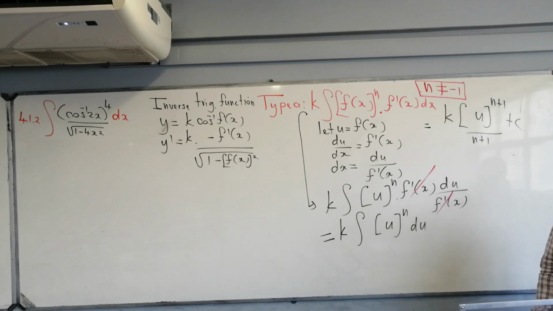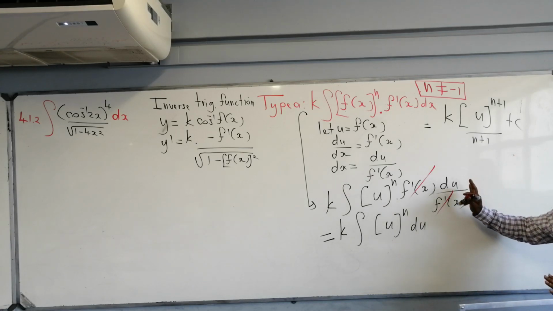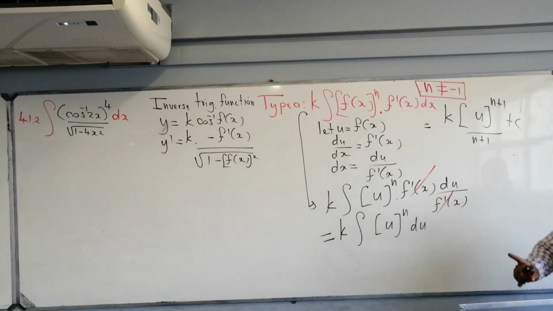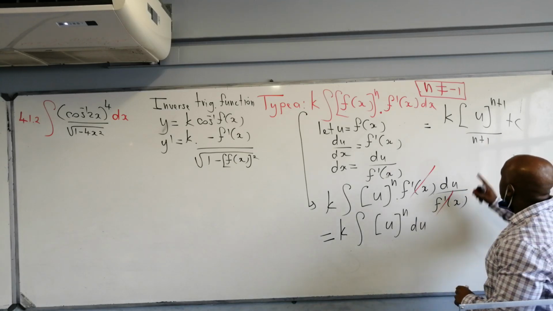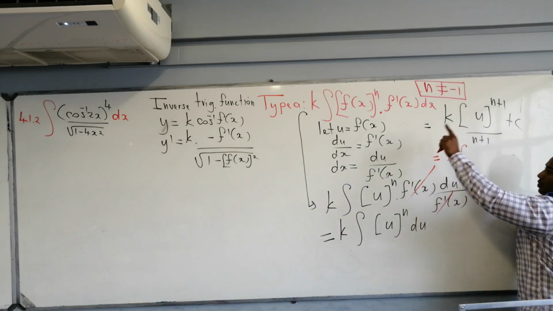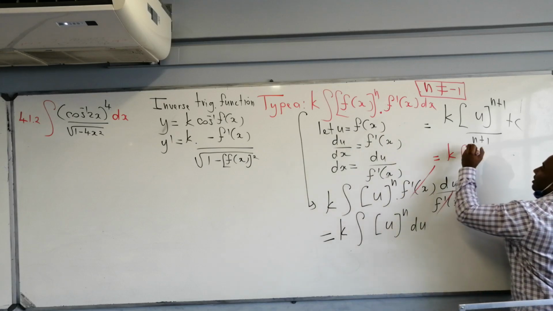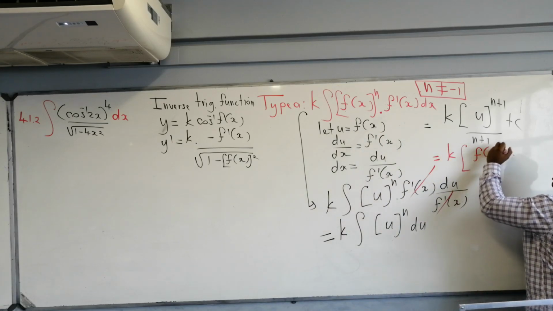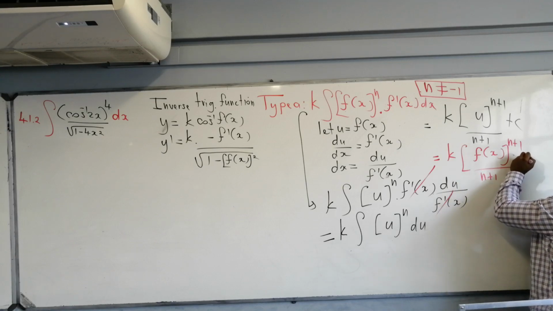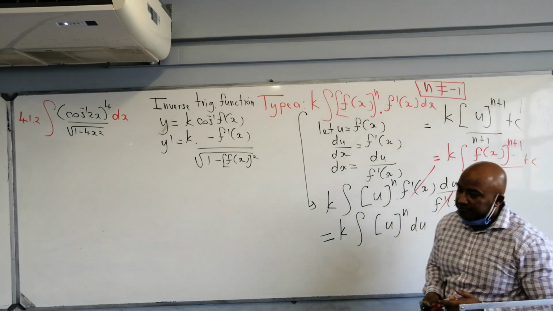Okay, that means your exponent must not be minus 1. If it's not minus 1, then it's fine, you can do it. If it is minus 1, then it moves to type B, it won't be type A anymore. Right, so substitute back at the end. What was u? U was f of x, so that is f of x to the power n plus 1 over n plus 1 plus c.